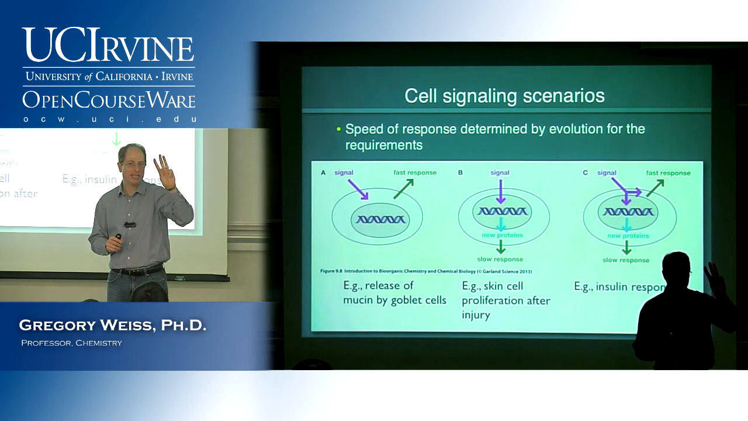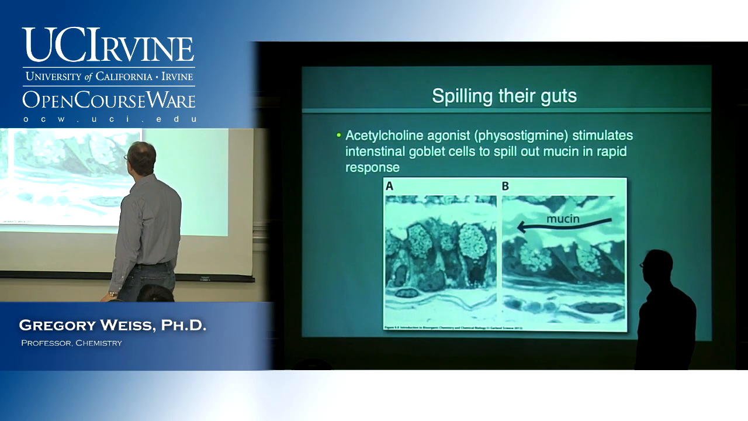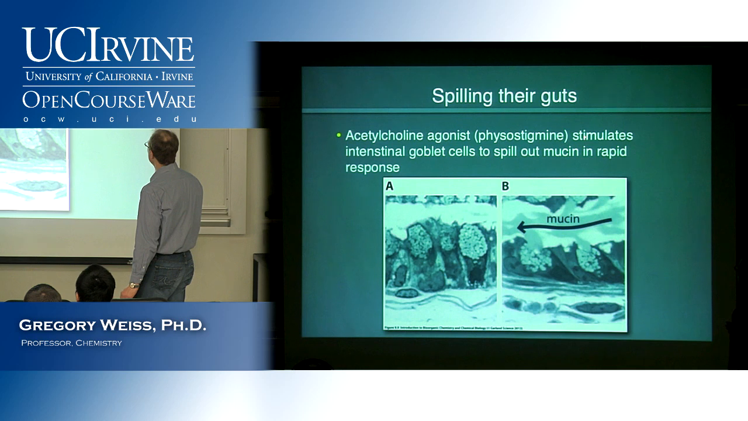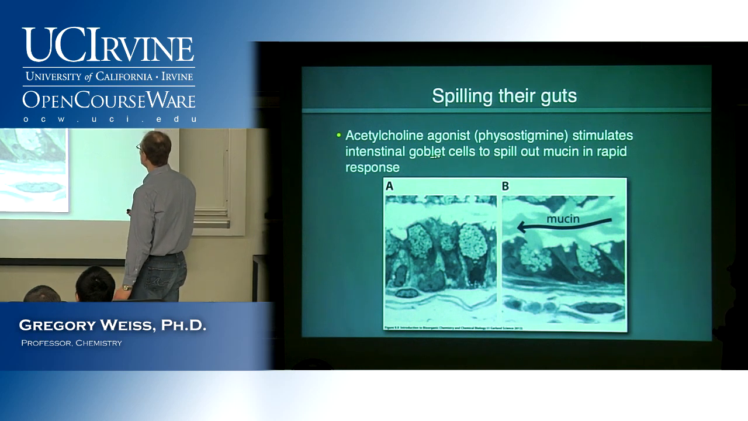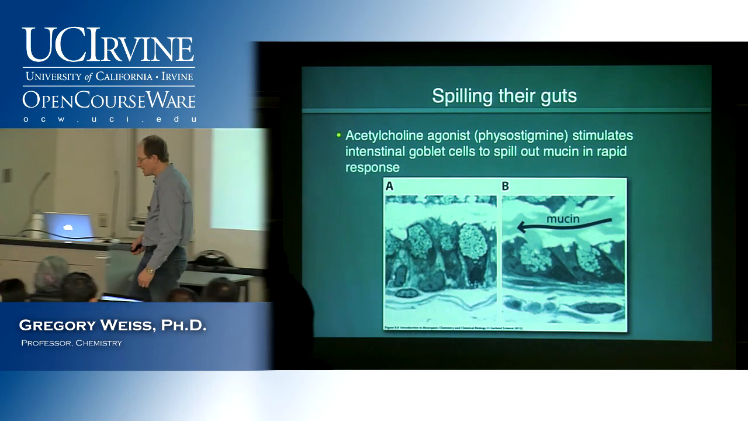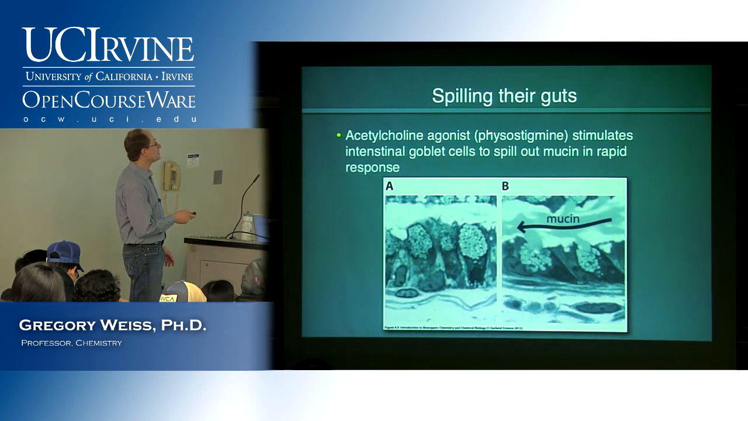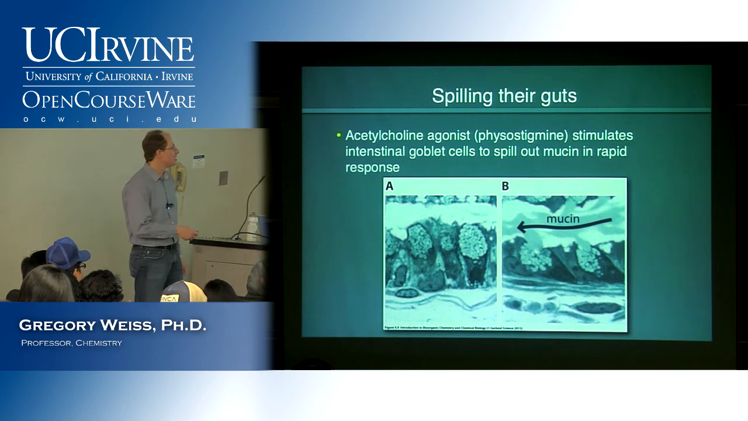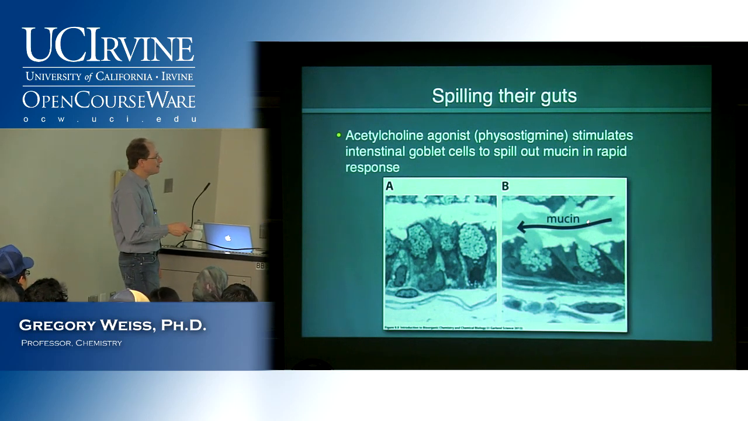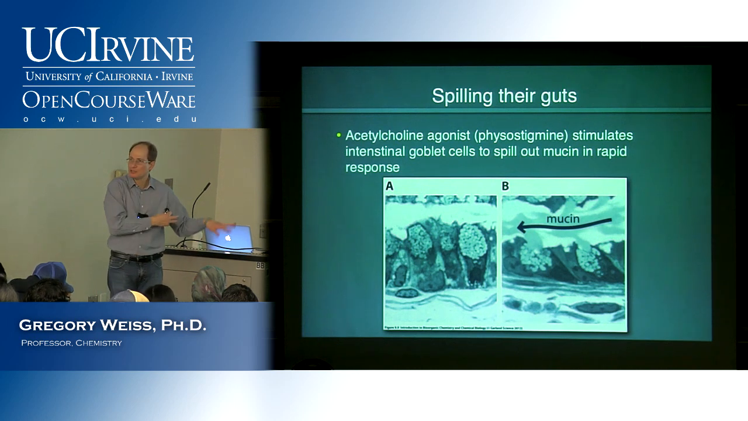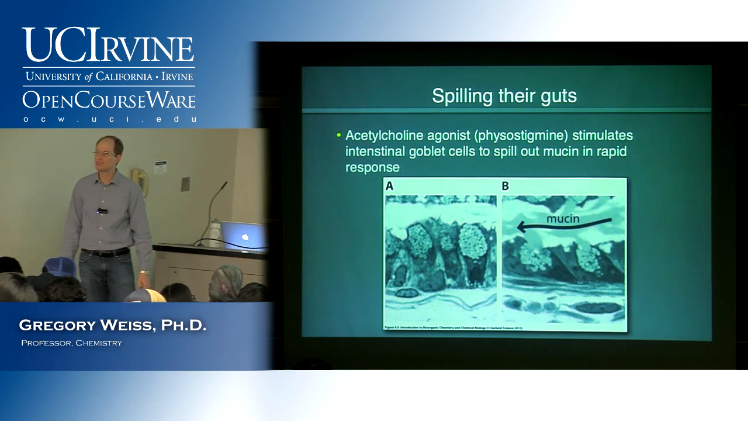Okay, so we're going to see these 3 different scenarios play out. The first scenario is this business about mucin. So for example, acetylcholine agonist, physostigmine, stimulates intestinal goblet cells to spill out mucin in a rapid response. Okay, so you're eating something and you encounter something that's bitter, like this physostigmine, and you have to immediately respond to that. You know, your stomach doesn't like bitter stuff. And so the stomach and the intestine respond by secreting all this mucin. We've talked about the structure of mucin. It's an oligosaccharide, and that helps smooth the passageway and get rid of this bitter tasting compound.